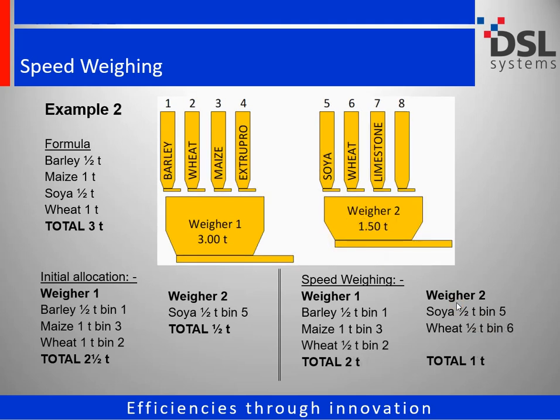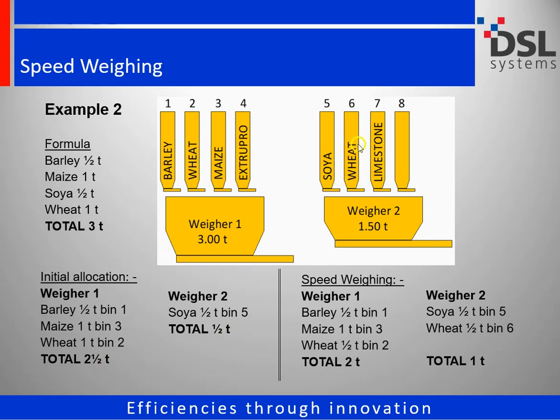So if I go to another example now, we still have the same formula, 3 ton with the same ingredients. This time now, weigher 1 is 3 tons, but weigher 2 is only half at 1.5 tons. They're still the same materials. The initial allocation is going to be the same. It wants to put 2.5 tons on weigher 1 and half a ton on weigher 2, and that would work.